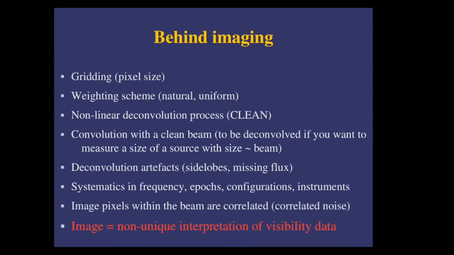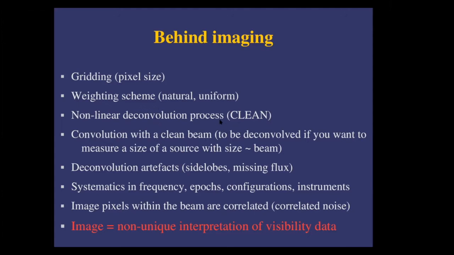So there are a lot of things that go behind imaging. First, you have to choose a pixel size, which can be arbitrary. So you have good reasons to choose the pixel size, but this gridding, the weighting scheme, if you want to choose natural, uniform, those are kind of arbitrary and up to the user to decide. The clean deconvolution is a non-linear process. So it means that sometimes strange things can happen.